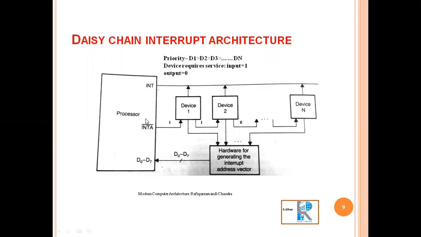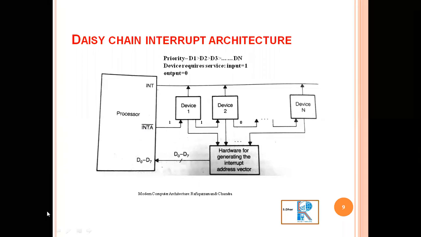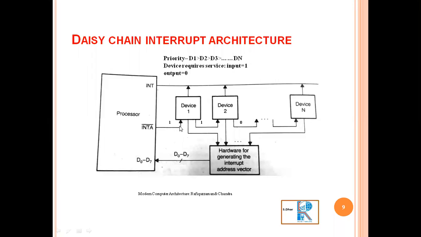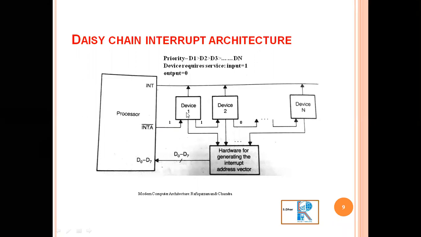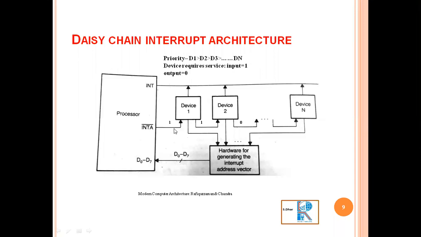Clear? So it will generate one interrupt acknowledgement signal here, INTA. What is the function of interrupt acknowledgement? When this is high, the processor, after some time, will generate interrupt acknowledgement. This will be high and will go to device 1. If device 1 requires the service, its input is 1 from the interrupt acknowledgement, so it will make the output 0. Here it is written: device requires service, input is 1, output will be 0.